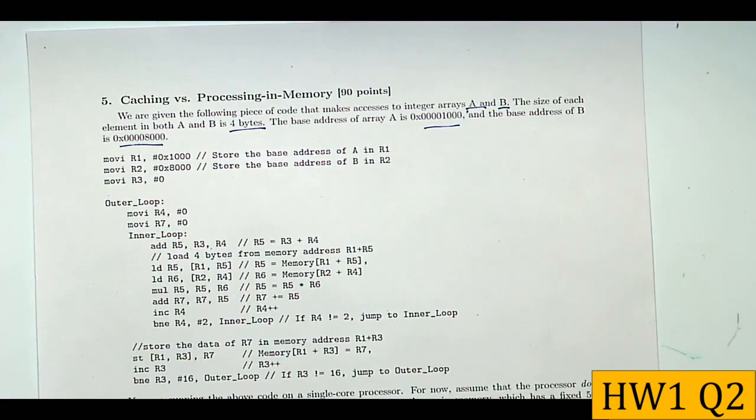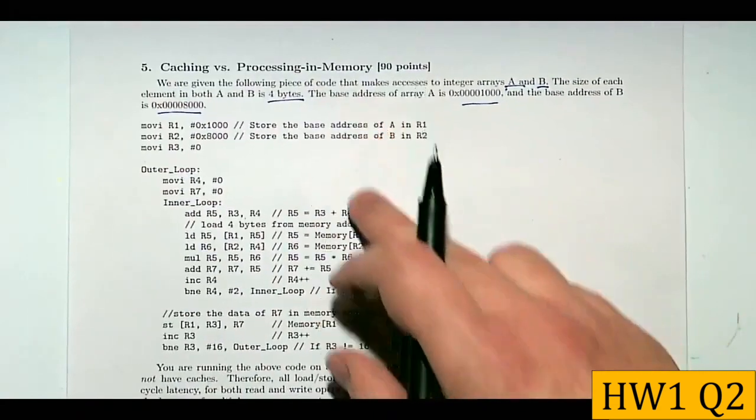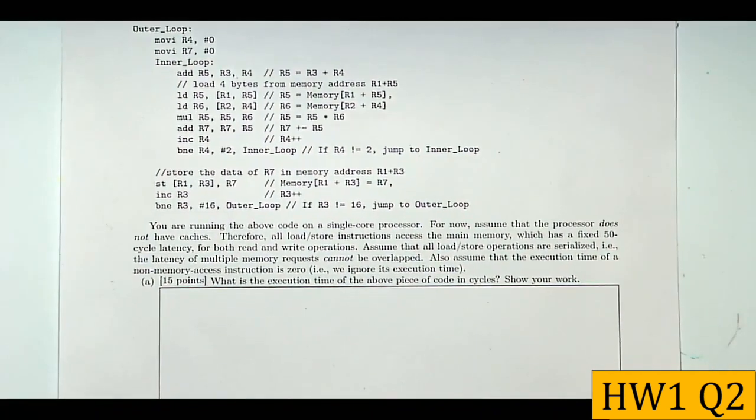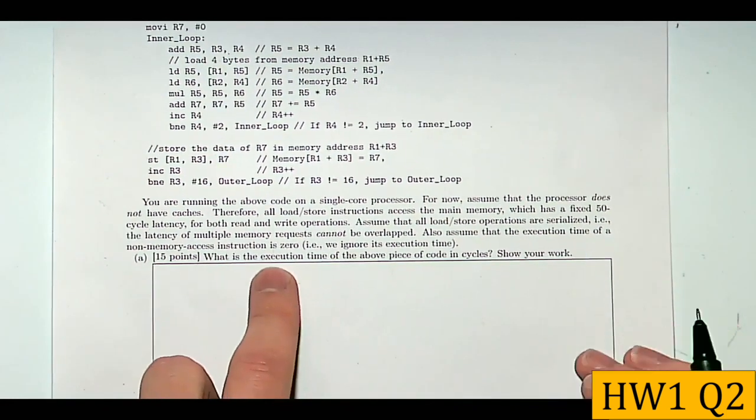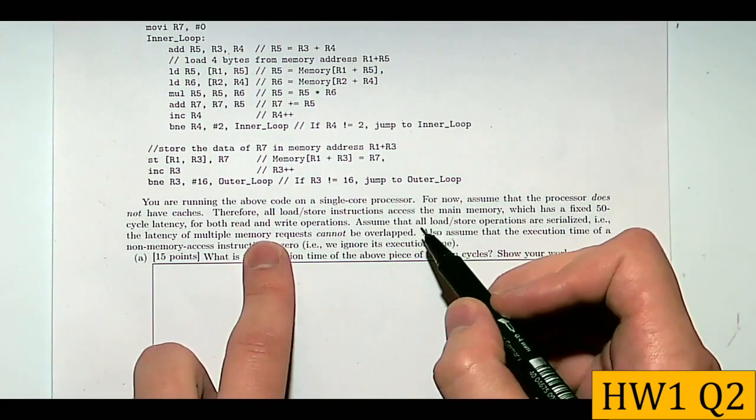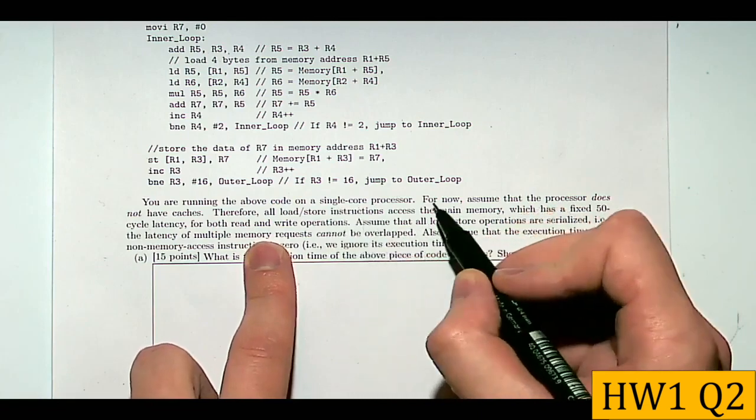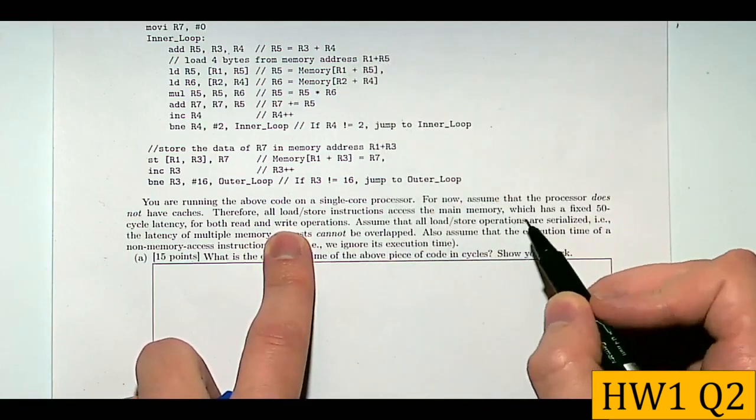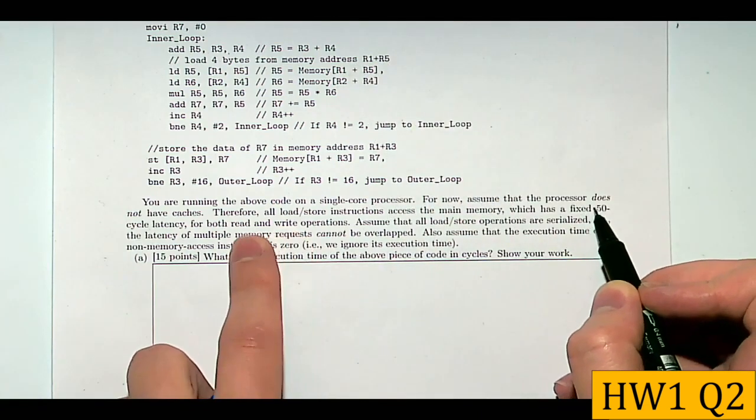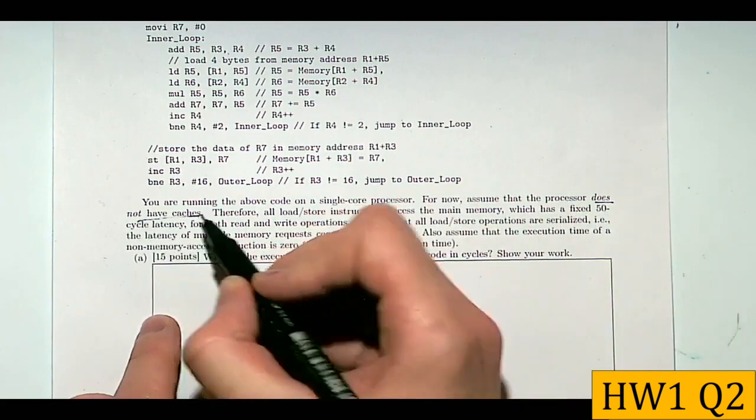I won't go through this code now, but instead I will directly jump to the question. I think it will be easier if you do so too, because first trying to understand the code might be more difficult if you don't know what to answer. It makes more sense to first read the question. Here it further says that we have a single core processor that executes this code, and this processor does not have any caches.